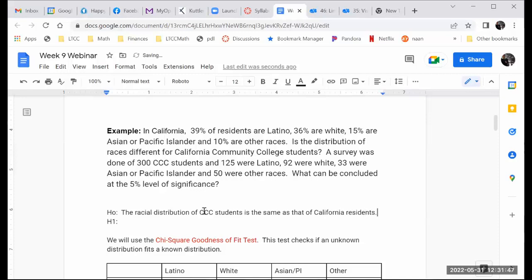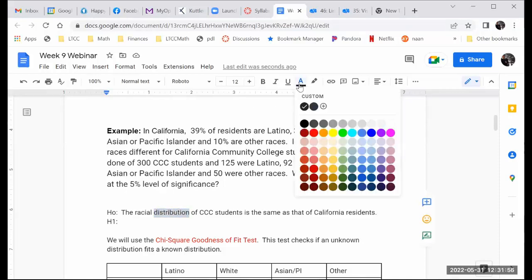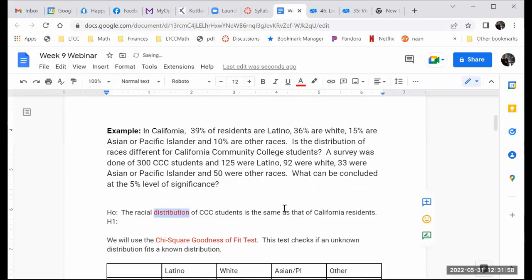Any questions on H0? I want to do the following. I want to take this word distribution and put it in red. Can you tell me why I might have put that in red? It's important. If you don't have the word distribution when you're doing this kind of hypothesis test, guess what's going to happen? Points off. Yep, you're going to lose points.